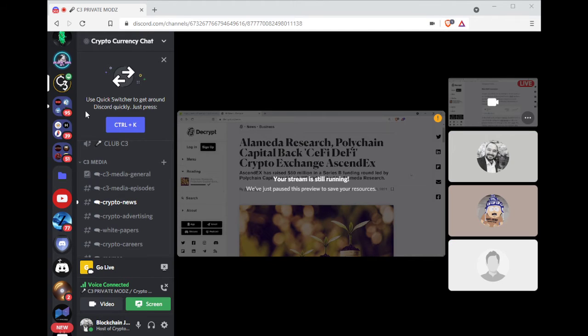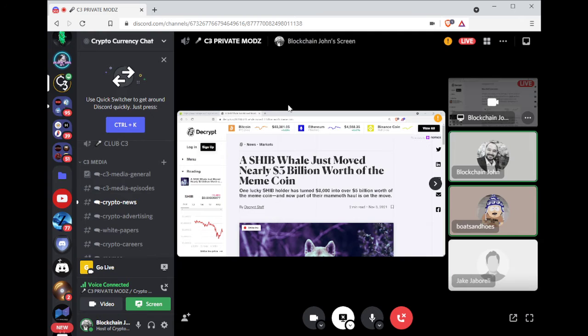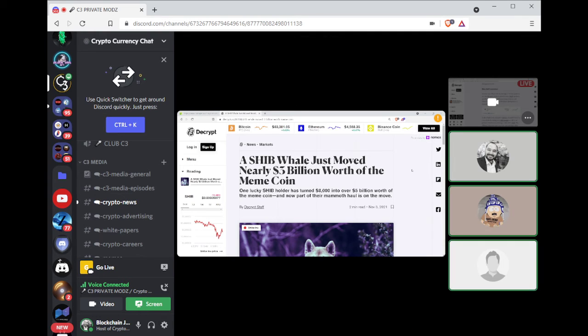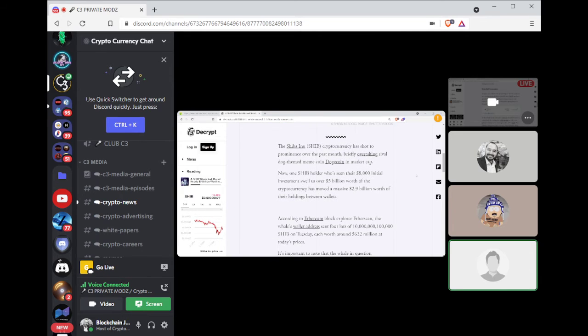From the Decrypt staff, because nobody really wants to cop to this article: Shiba whale just moved. A Shiba whale just moved nearly $3 billion worth of meme coin. Which means he had like $1,000 in the beginning.